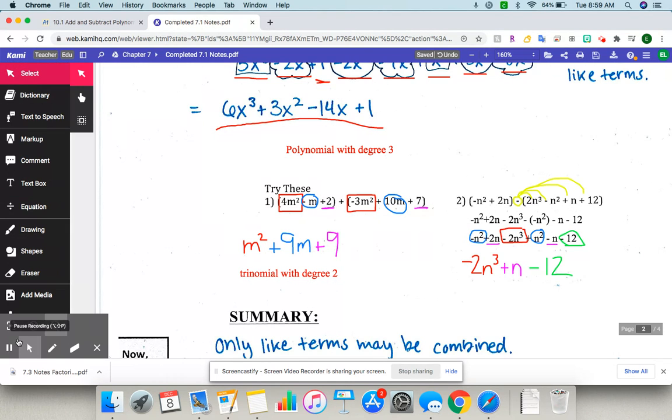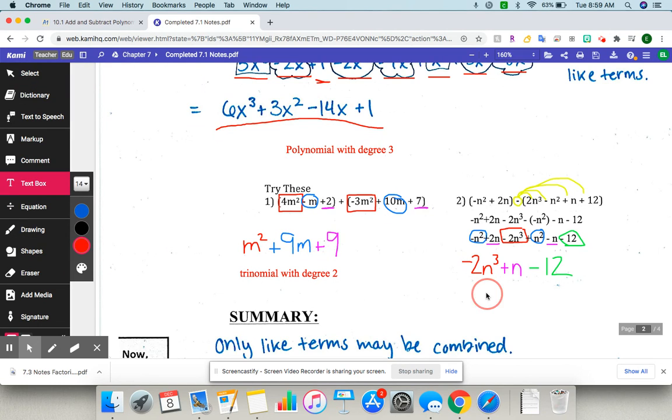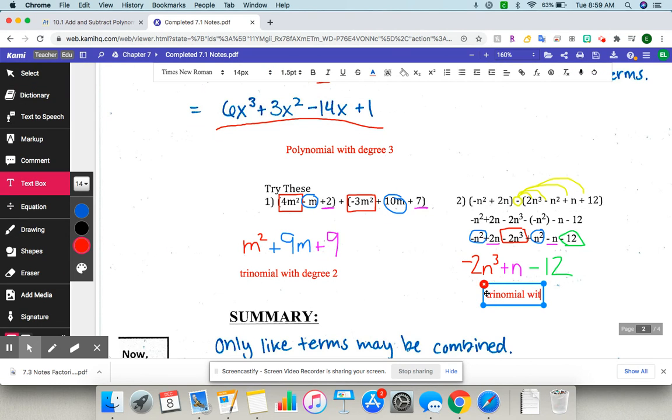So once I've simplified that, then once again, I'm just circling the corresponding like terms. And when I go ahead to add them together, I'm left with negative 2n cubed plus n minus 12. Notice the negative n squared plus n squared adds to 0. So I no longer have that term itself. And we can identify this as a trinomial with degree 3. And that leading coefficient here is negative 2.